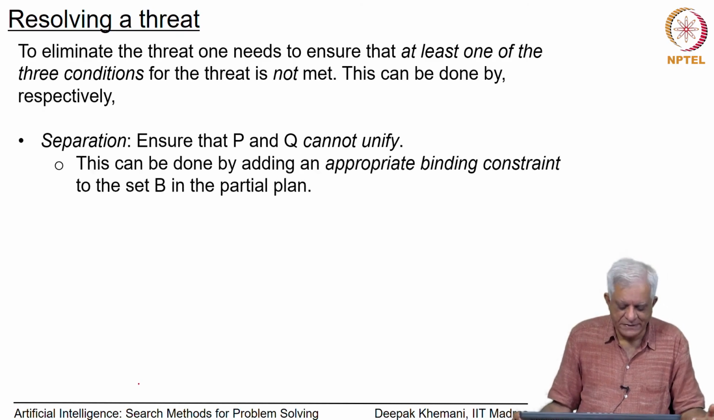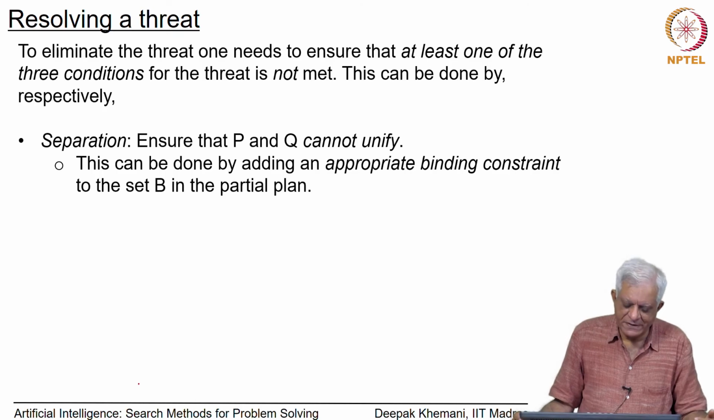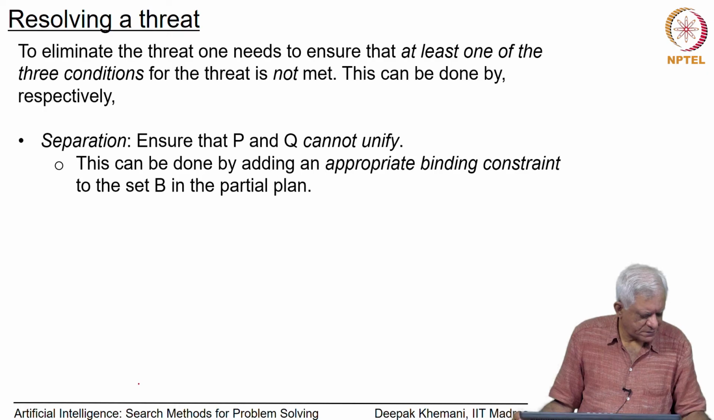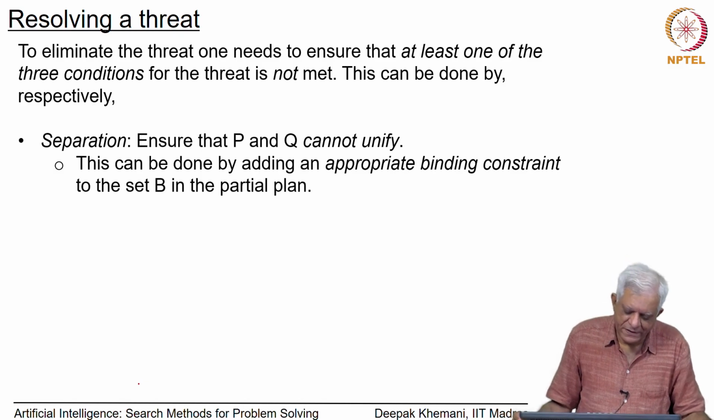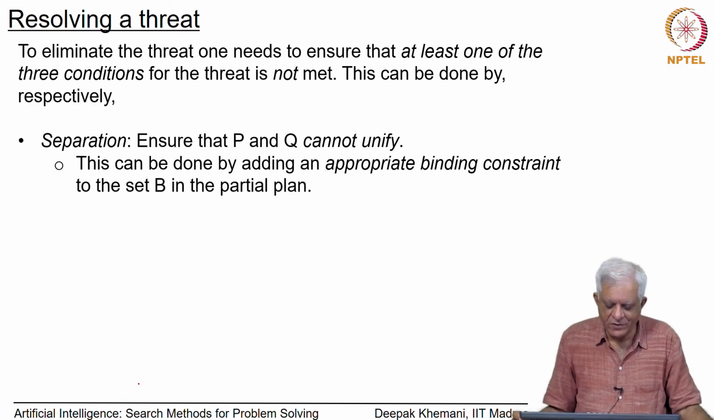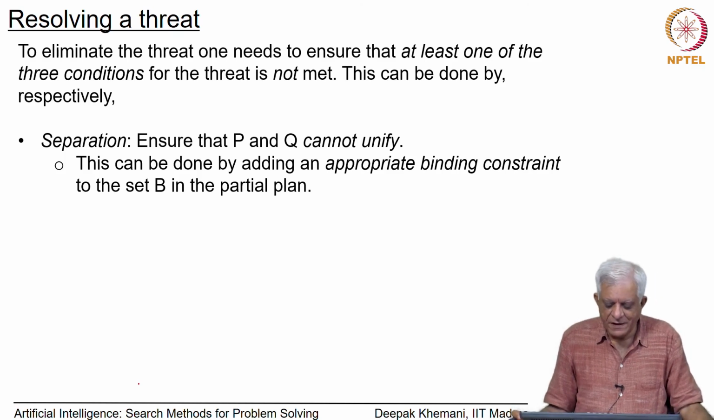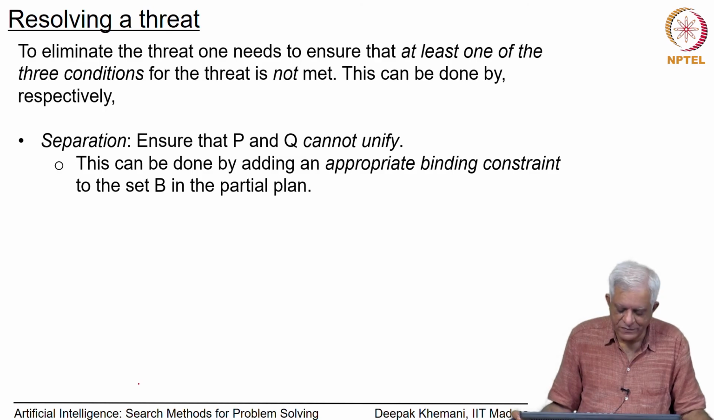One is called separation, and essentially separation says that ensure that P and Q cannot unify, and this can be done by adding an appropriate binding constraint to the set B in the partial plan. So, for example, we can somehow say that P is something different from Q. Remember, P is the link proposition in the causal link, and not Q is actually the effect of this threatening action.